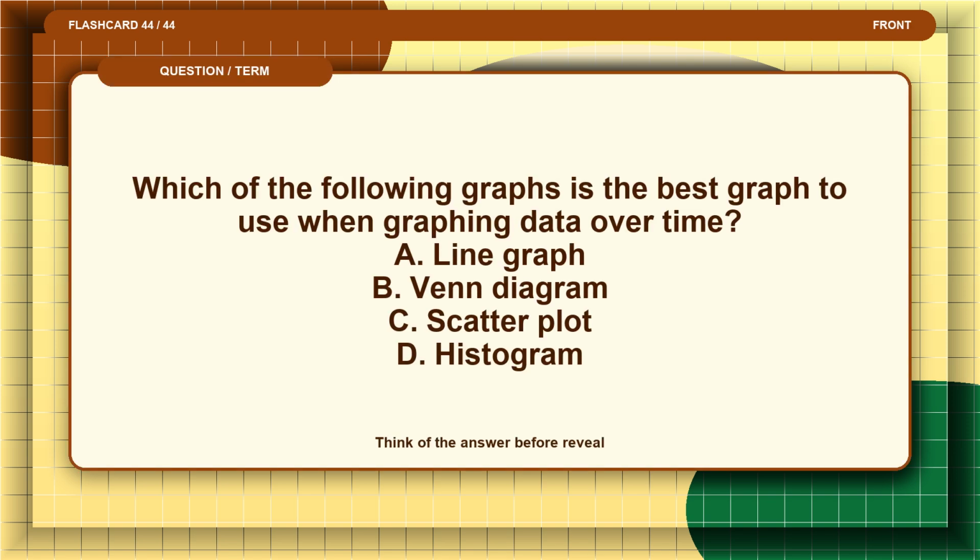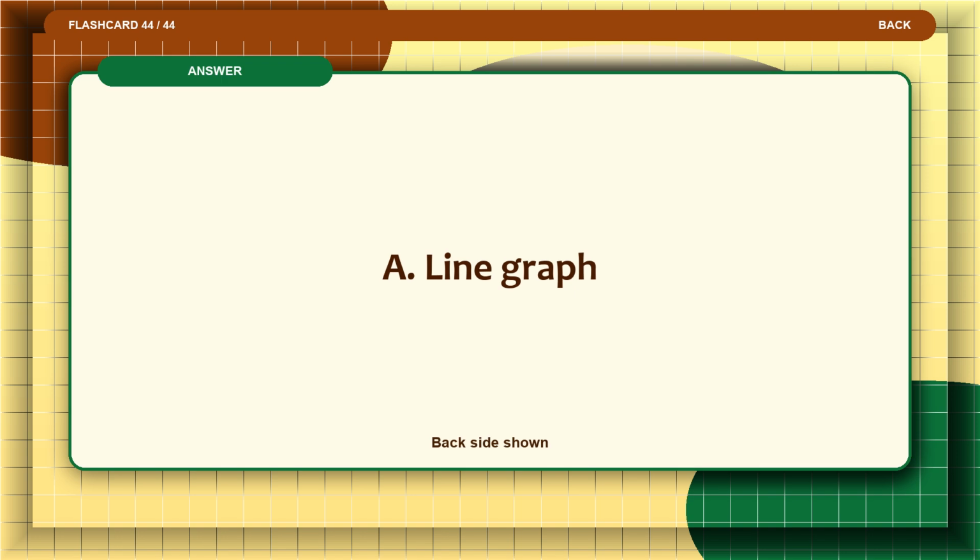Flashcard 44. Which of the following graphs is the best graph to use when graphing data over time? A. Line graph, B. Venn diagram, C. Scatter plot, D. Histogram. Think of the answer before the reveal. The answer is A. Line graph.